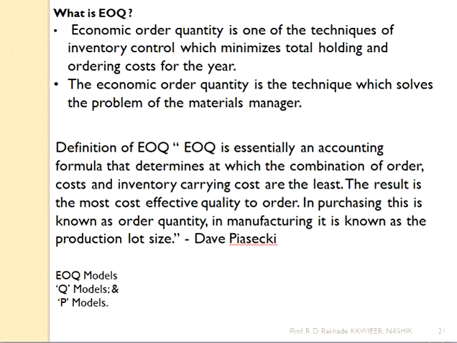In purchasing, this is known as order quantity. In manufacturing, it is known as the production lot size. There are two types of EOQ, which means there are two models. The first one is the Q model and the second is the P model.